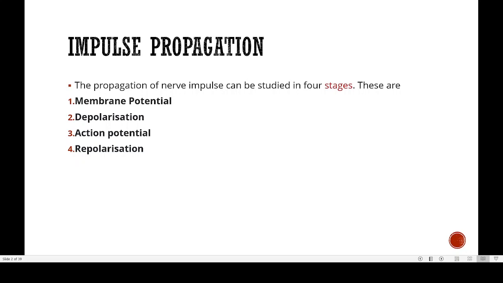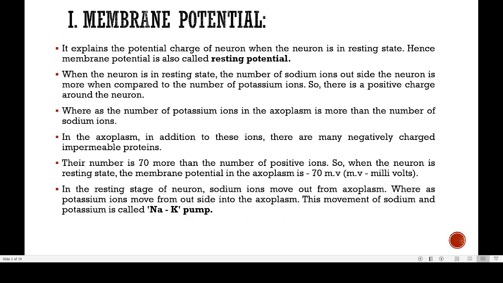Now, in nerve impulse propagation, we can find four basic stages. First we have to understand the meaning of these four terms: membrane potential, depolarization, action potential and repolarization. To begin with, we will start with the term membrane potential.